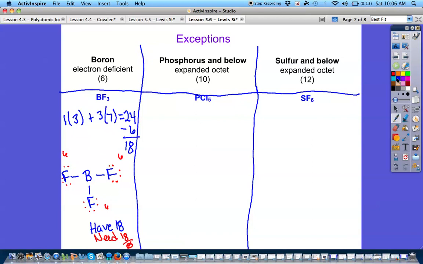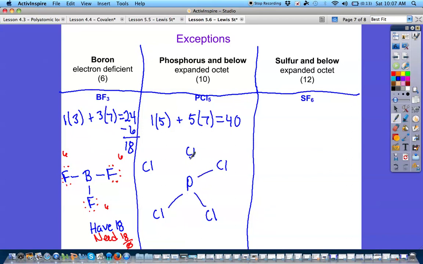So now phosphorus pentachloride. So we have 1 phosphorus. Phosphorus has 5 valence electrons. We have 5 chlorine. Chlorine has 7 valence electrons. So that's going to give us a total of 40 electrons. We're going to put phosphorus in the center, and then we have 5 chlorine. We're just going to arrange those chlorine around the phosphorus. Try to make it as symmetrical as possible.